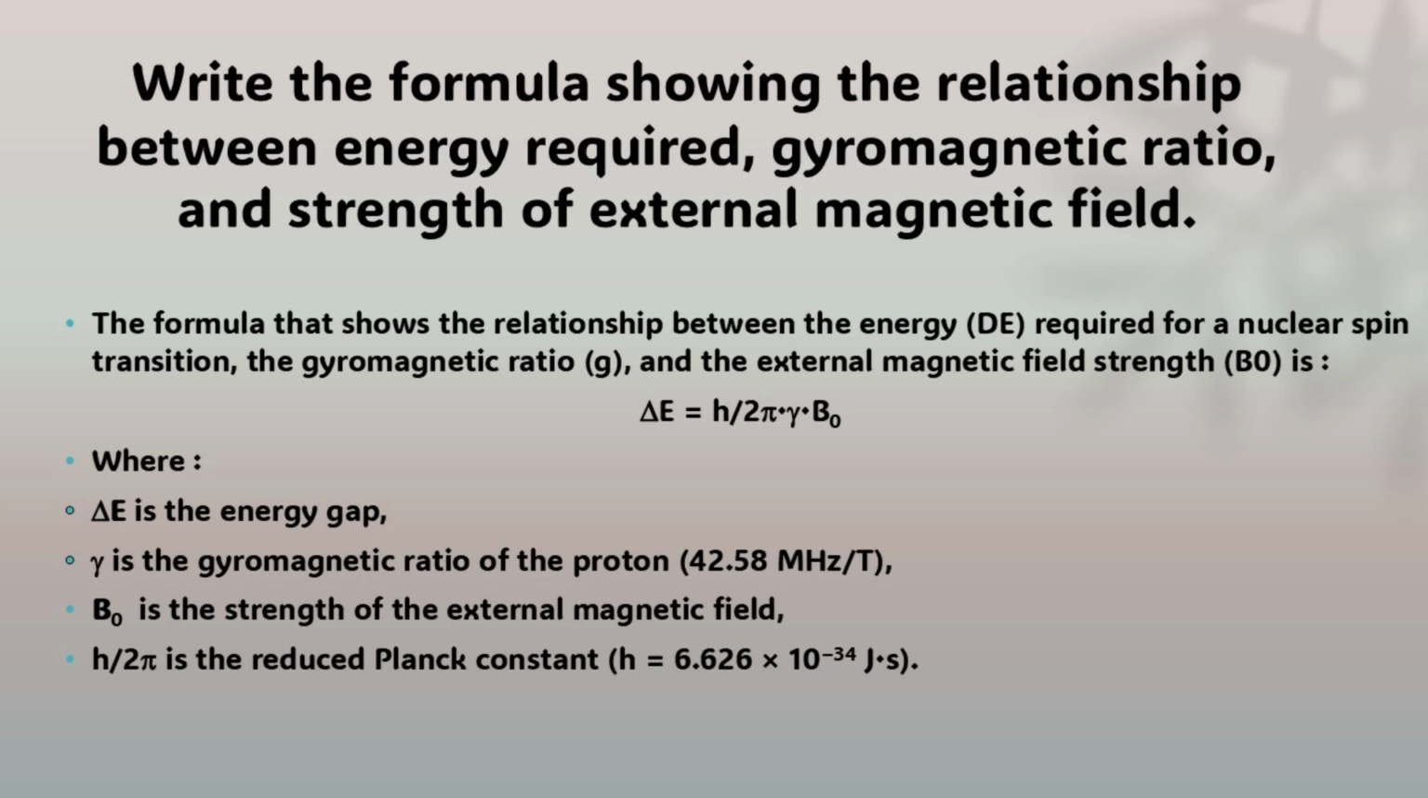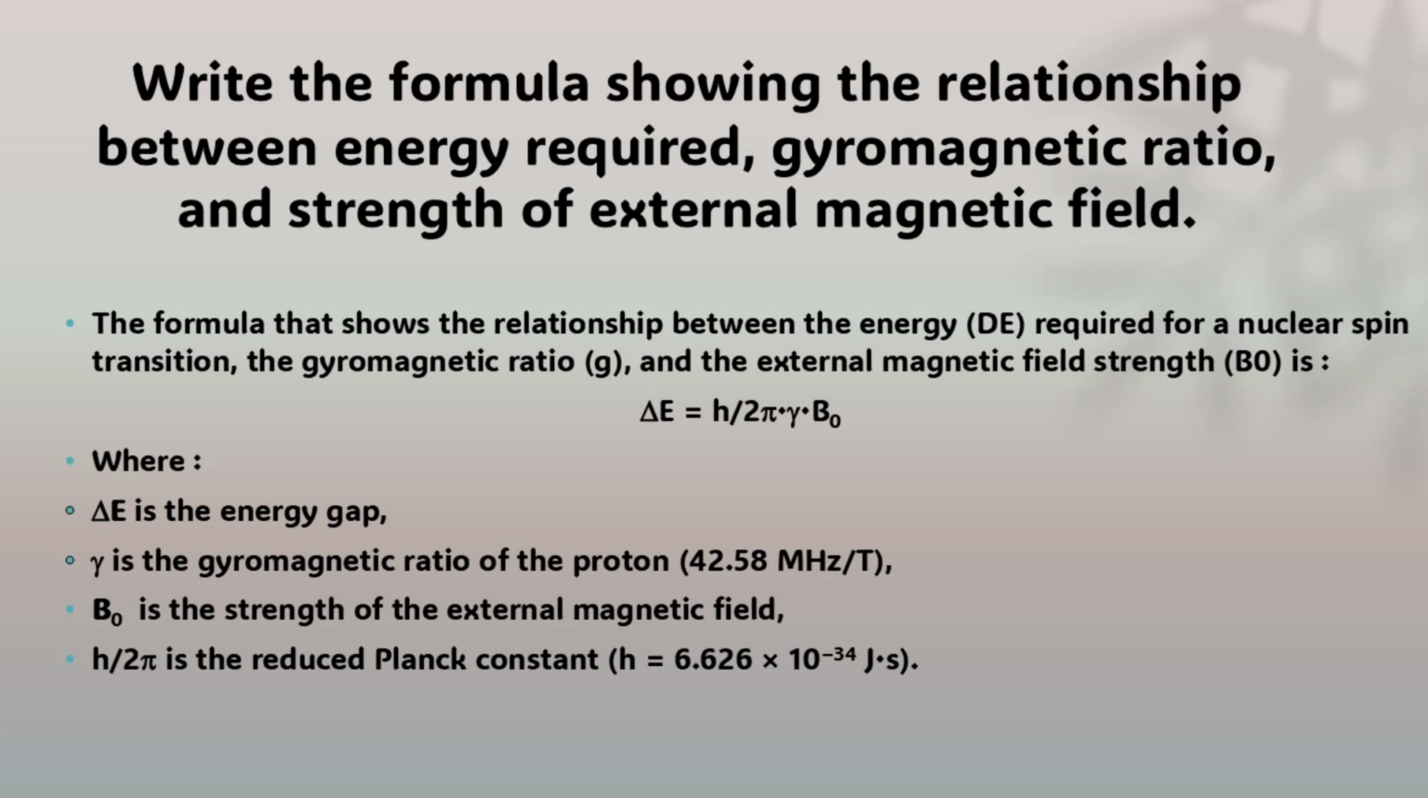The next question is question number 20. Write the formula showing the relationship between energy required, gyromagnetic ratio, and strength of external magnetic field. The answer to this question is, the formula that shows the relationship between the energy, delta E, required for a nuclear spin transition, the gyromagnetic ratio, gamma, and the external magnetic field strength, B0, is delta E is equal to h upon 2 pi multiplied by gamma multiplied by B0.